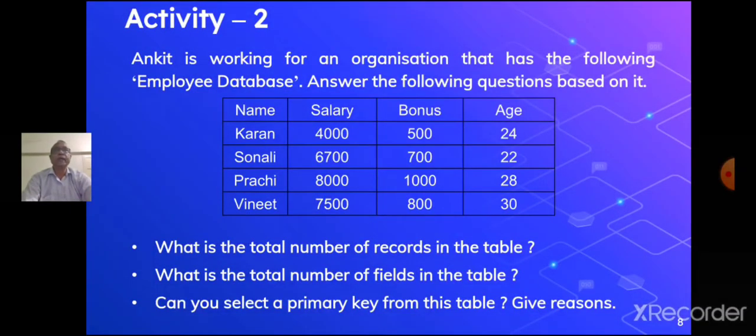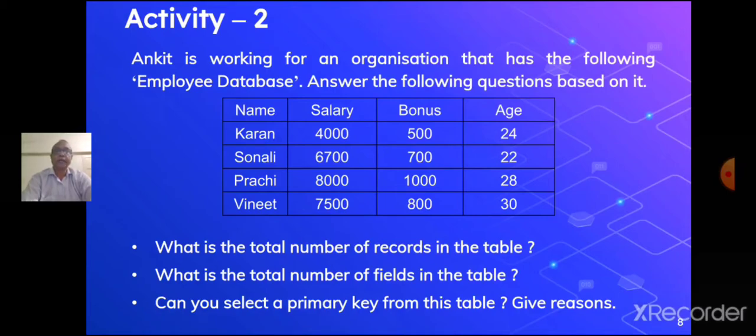Let us move on to next activity. Again children, this activity is based on employee database. The first question here is, what is the total number of records in the table? Children, as there are only 4 rows, so total number of records are 4.